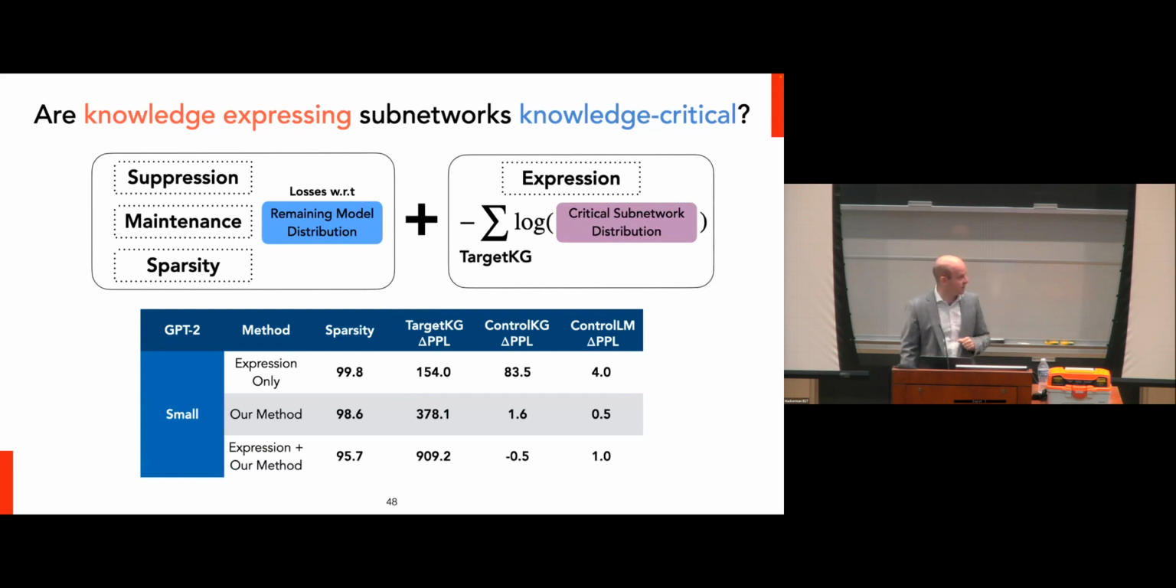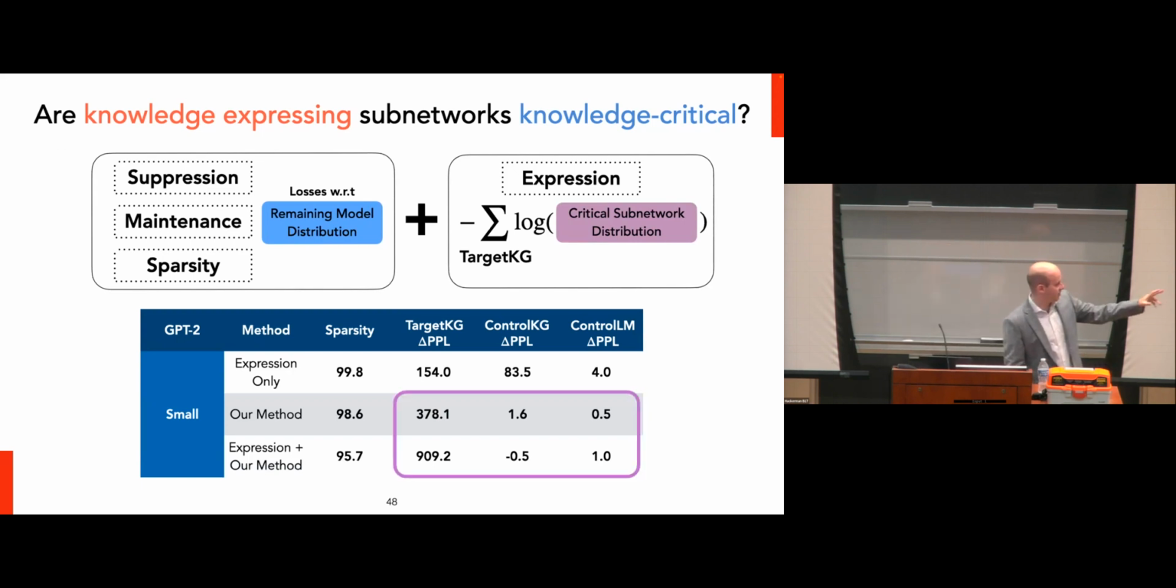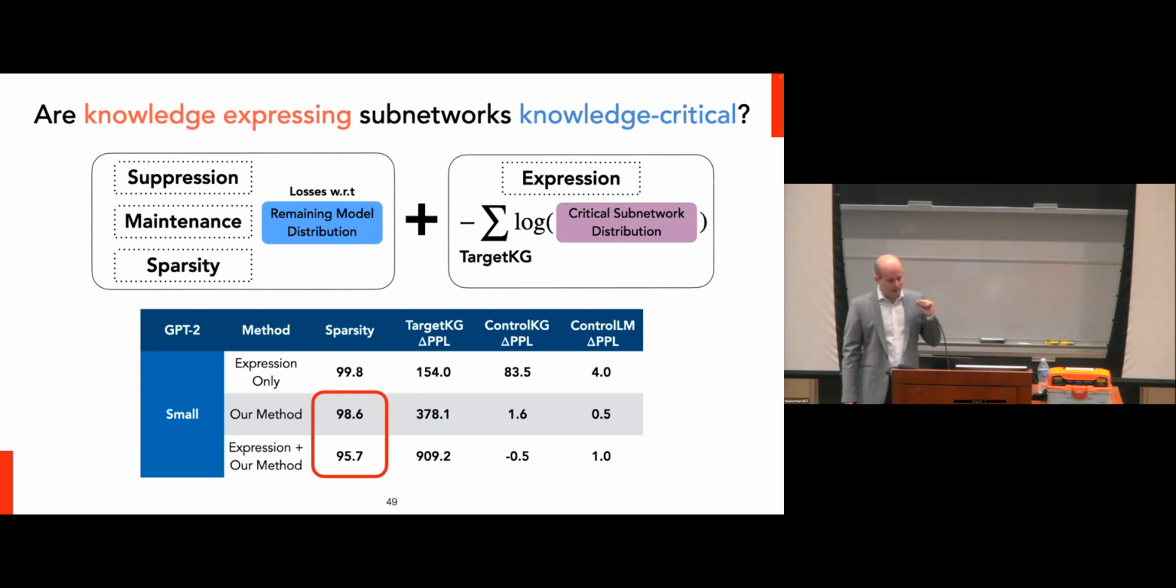So given this, we also have this natural idea: why don't we try to combine them into a single objective? And this actually seems to fix this issue. If we combine them together, we get a much higher target KG delta perplexity, around 909, and much lower control KG delta perplexities. However, we also find that this subnetwork is much less sparse on average, and in fact, it is less sparse than the union of the expression only and knowledge critical methods that we have.